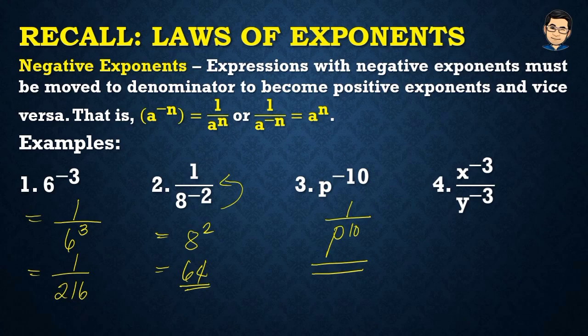Next, kapag naman x raised to negative 3 all over y raised to negative 3, so, ang numerator may term na negative exponents, ganun din sa denominator. So, ang pinakamadaling paraan lang dito is pagpalitin natin yung pwesto. So, magiging ganito po siya nun. Y cubed all over x cubed. So, as you can see, nagpalit yung pwesto and then naging positive exponents na sila. So, yun lang po yung negative exponents.